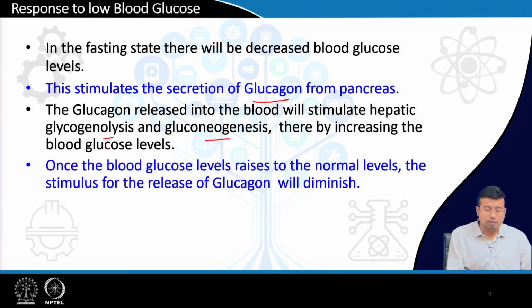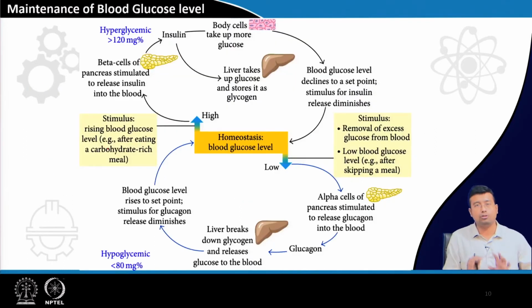right? So, once the blood glucose level rises to normal level, the pancreas will sense, okay, we have an adequate amount of glucose, we do not need any more glucagon. So, this will stop. So, this is what happens if the glucose level is low. Just ignore the upper part for now.